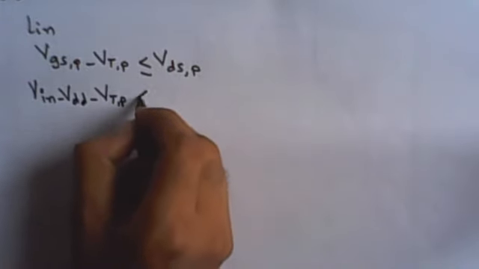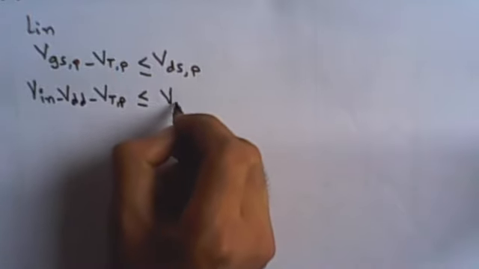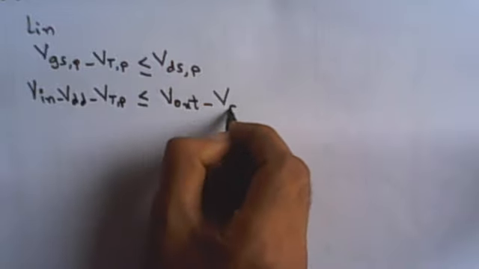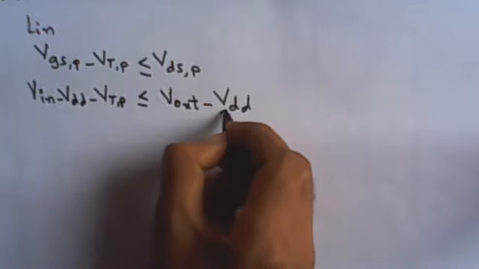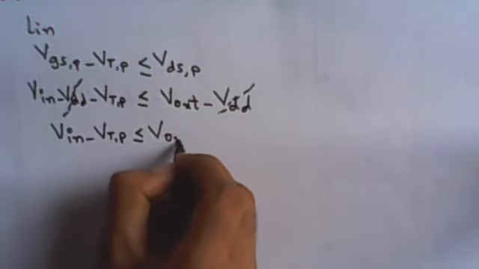So let's substitute the VGS of P and VDS of P in terms of input and output. What is the VGS of P? It is the input voltage minus VDD, minus VTP as it is. Is it less than or equal to VDS of P? Substituting in terms of input and output voltage, it is Vout minus VDD. So VDD cancels from both sides, and our equation is Vin minus VTP, is it less than or equal to Vout?